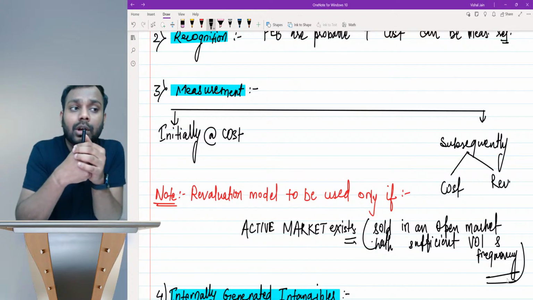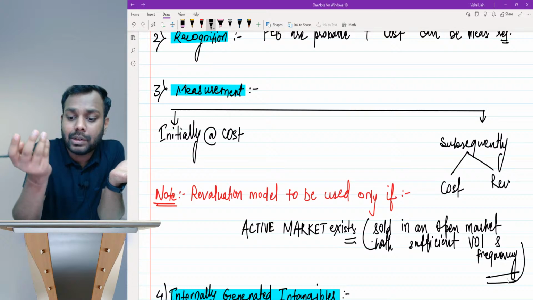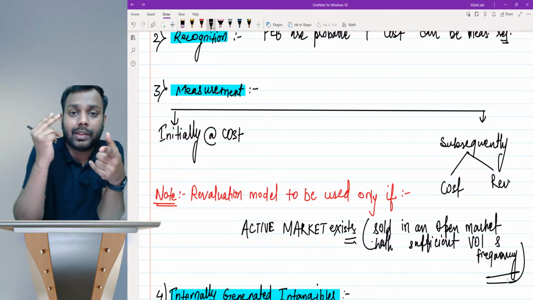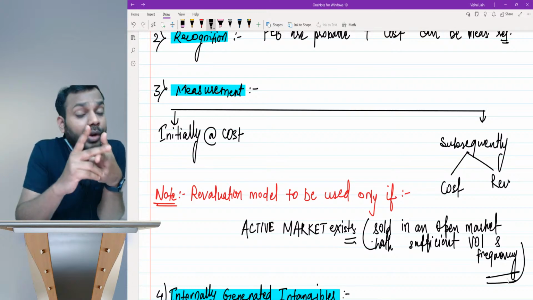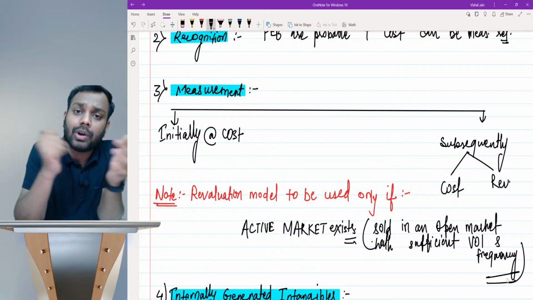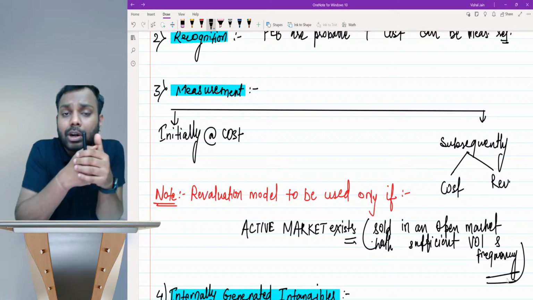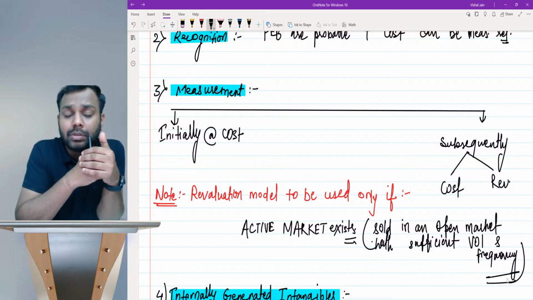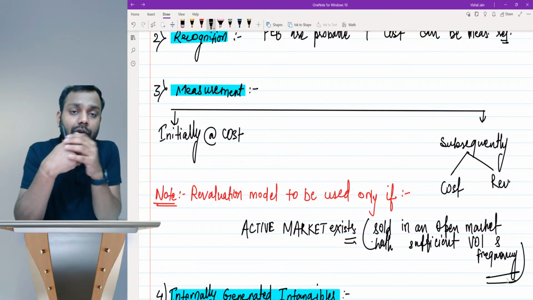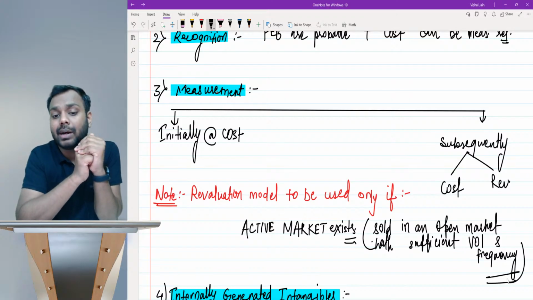Like, let's suppose, accounting software licenses. They are sold openly, in volumes, and frequently. Can you apply a fair valuation model for that? Yes. For a brand name, can an entity apply a fair value model? No, it cannot be applied. So that's how we have to understand and analyze things.